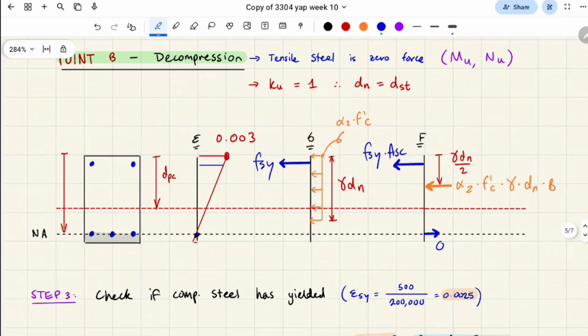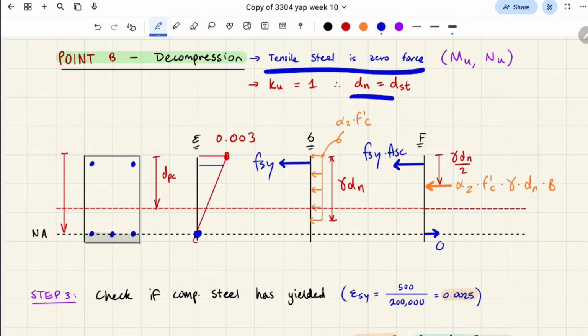How much force the bars can take, or is currently taking, is about its strain. The strain is what activates the steel's force, right? So if our neutral axis is where the tensile bars are, it means the tensile bars aren't contributing any force at all to the moments. Since the neutral axis is sitting exactly in the middle of our tensile layer, our steel force is considered to be 0. That's the definition of this point: Ku is equal to 1, and dn is actually dst.